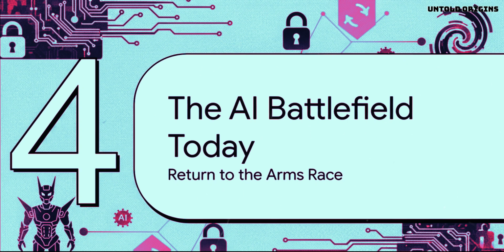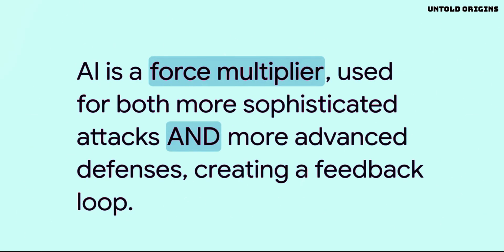Now that we have the context, we understand how a virus works, we've seen the evolution from pranks to profit, and we know there are literally trillions of dollars at stake, we can go back to that modern battlefield and really understand what's happening in the AI arms race. Okay, so the single most important thing to get about AI in this conflict is that it's a force multiplier for everybody. It is not just a new weapon for the bad guys.